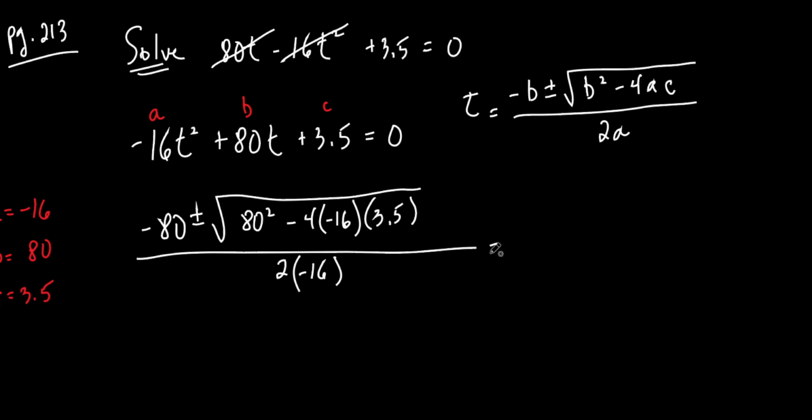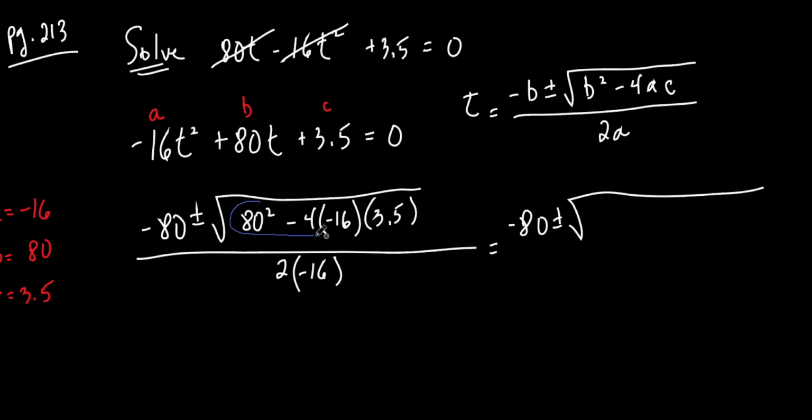I like to take it a little step at a time. So I'm going to keep that negative 80 on the outside. I'm going to put that plus or minus there. I'll put a big square root there. And let's see if we can simplify some stuff inside of this. So you got 80 squared. Actually, I didn't do that particular step, but what I would do is this.